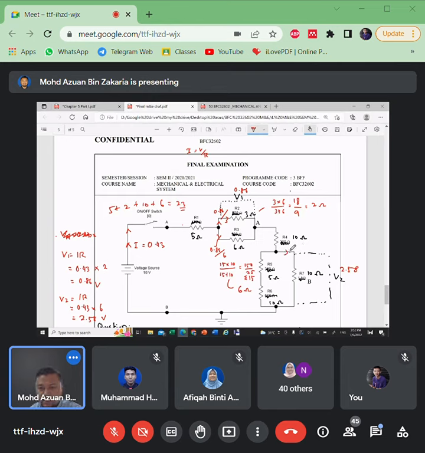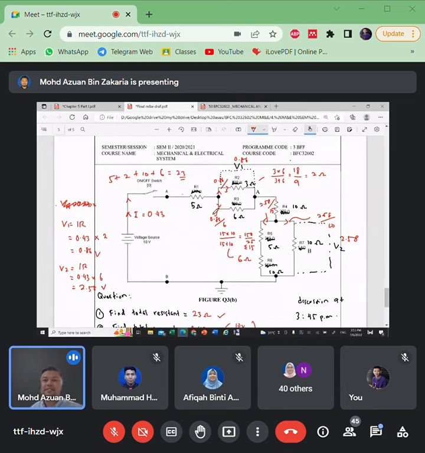Similarly here, 2.58 divided by 10, because this is 10. And then here, 2.58 divided by this total, which is 15. Okay, so you can solve by yourself. So that is how you try to solve this circuit.